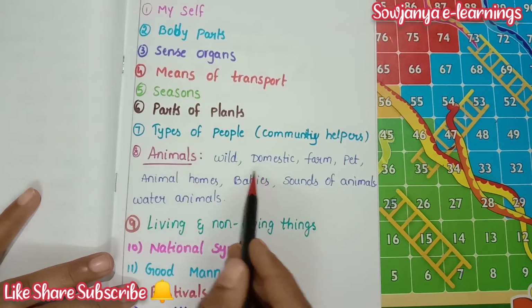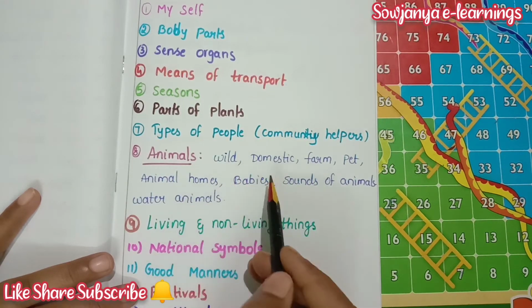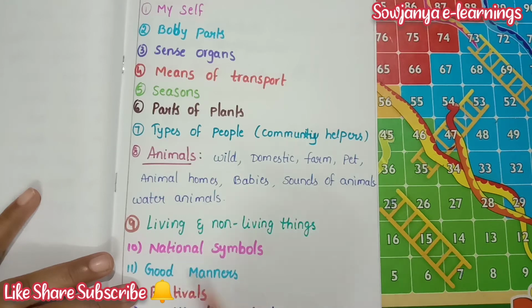Animals. In animals we have different types like wild animals, domestic animals, farm animals, pet animals. And animals' homes, babies, sounds of the animals, water animals. These are the topics we have in animals. So we have to teach everything for them.